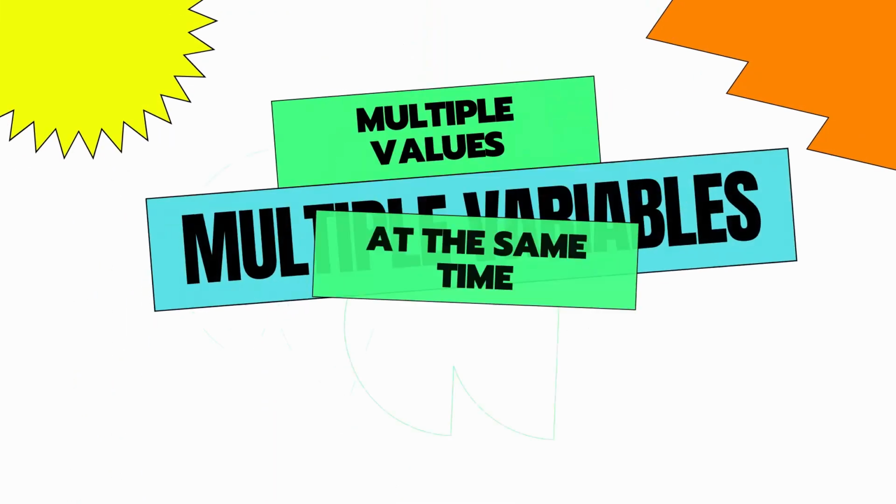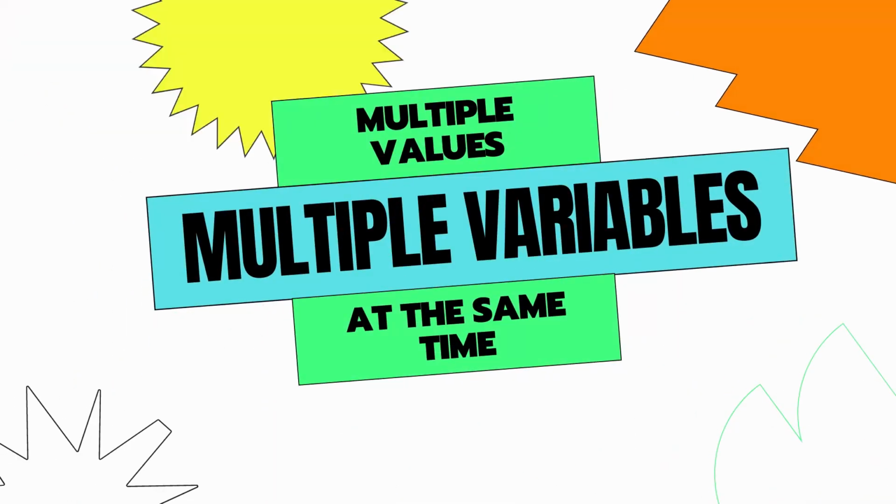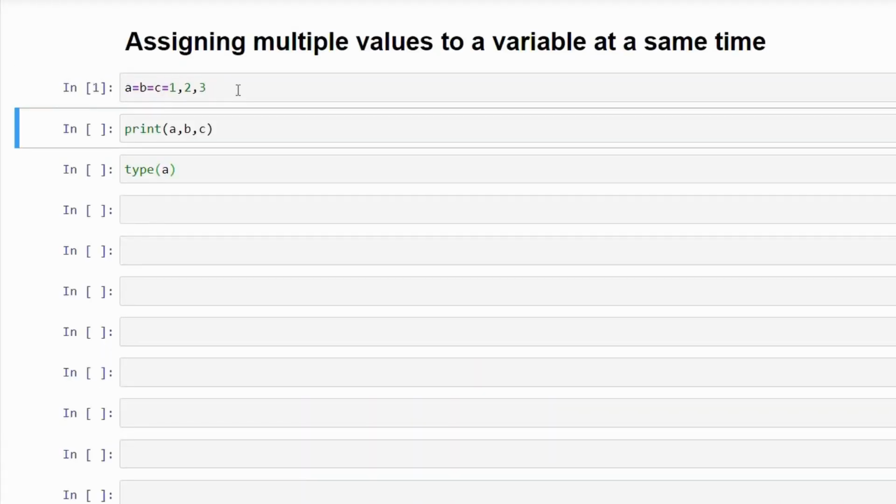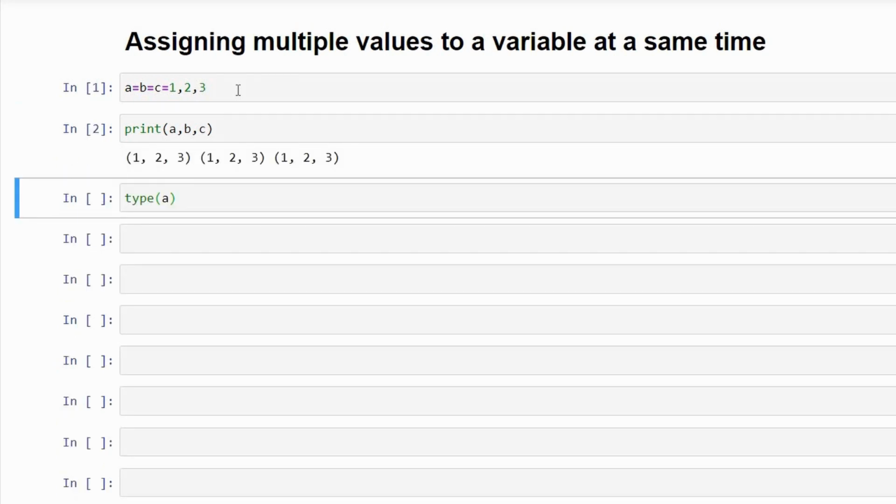Next is the concept of assigning multiple values to multiple variables at the same time. Python also allows us to give different values to the multiple variables at the same time. Here we are assigning values 1, 2, 3 to three variables A, B and C. Let us see what these variables hold after execution. Each of A, B and C has 1, 2, 3 stored in it.